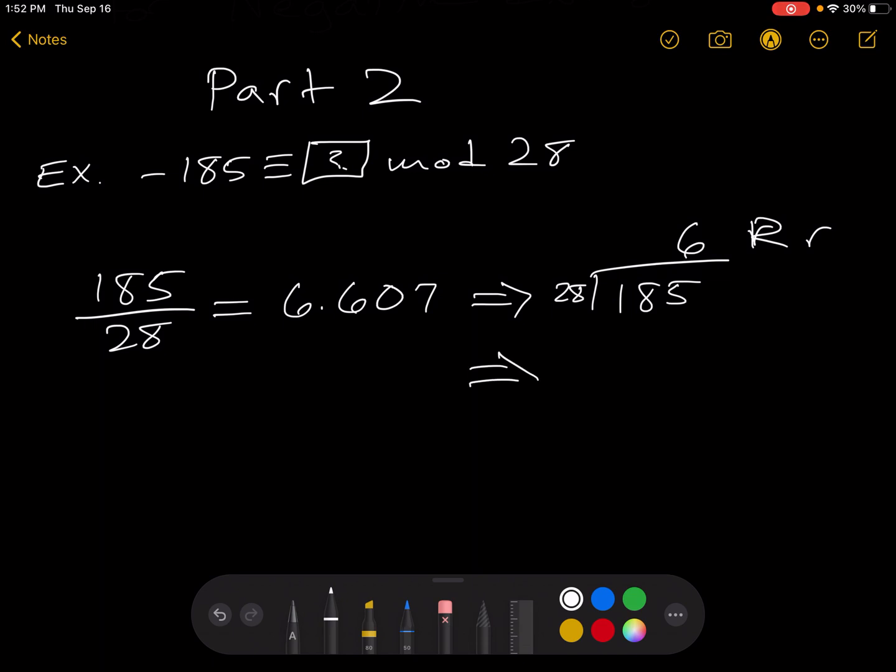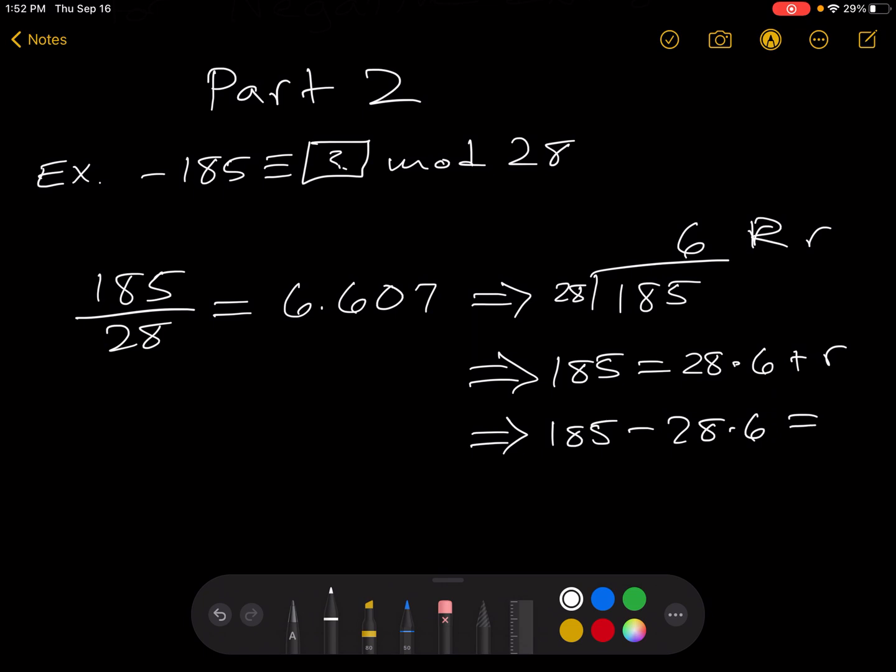Now remember what this means. This means that 185 is equal to 28 times 6, so it looks like the division algorithm, plus some remainder r. Now I've got to figure out what that r is. Well, I can solve for it: 185 minus 28 times 6 equals r. Doing that math, I get that the remainder is 17.